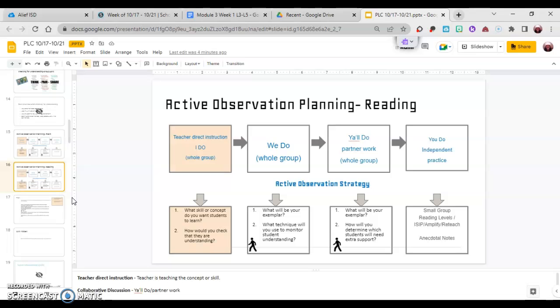The next question you should be keeping in your mind is, how are you going to check for that understanding as you're going through your lesson? How are you going to check to see if they understand what you are teaching them?